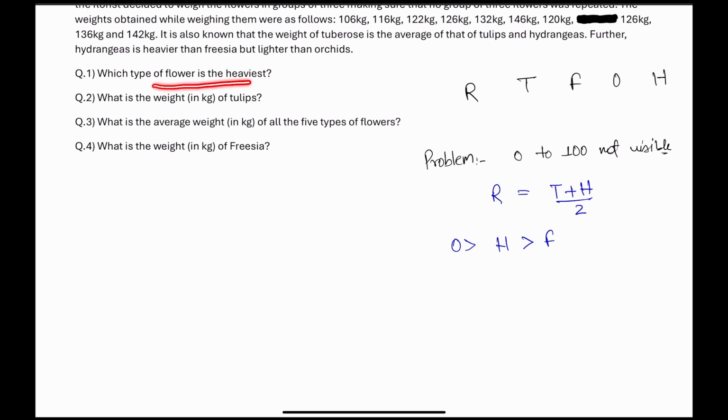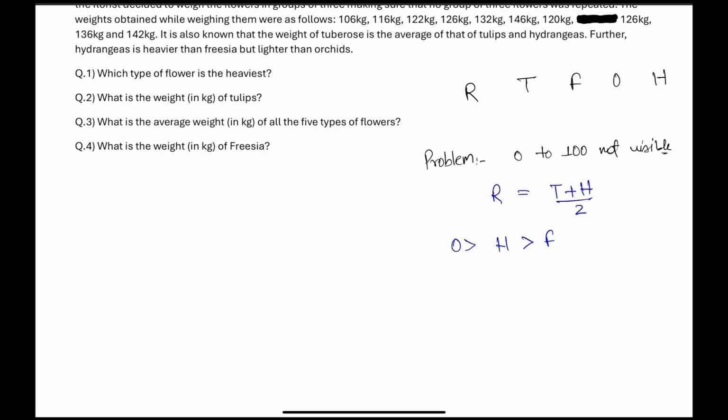Which of the flowers is the heaviest? So heaviest is asked. What is the weight in kg of the tulips? What is the average weight of freesia? What is the average weight of all 5 types of flowers? Okay, great.